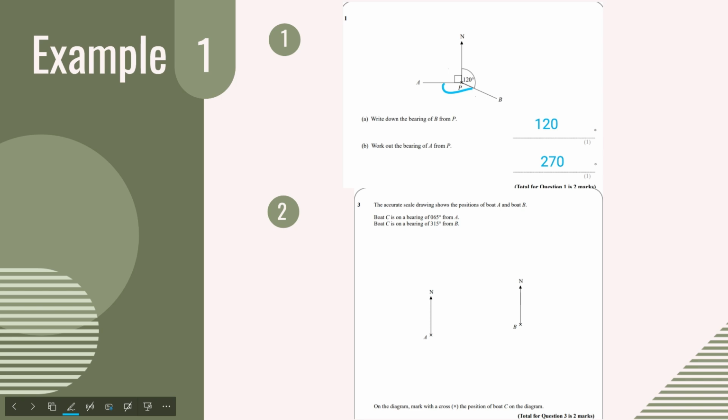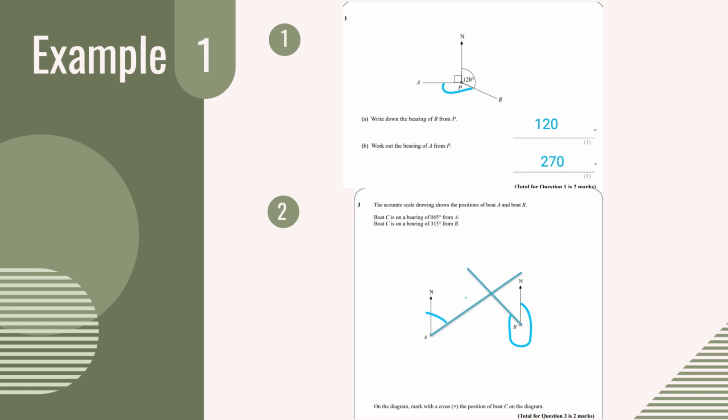In our second question, it says the accurate scale drawing shows the position of boat A and boat B. Boat C is on a bearing of 65 degrees from A, and boat C is on a bearing of 315 from B. On the diagram, mark with a cross, X, the position of boat C. So here, this is what I would say we'd have to draw. First, we draw a line, as this angle here is 65 degrees from A, and we draw another one, 315 from B.